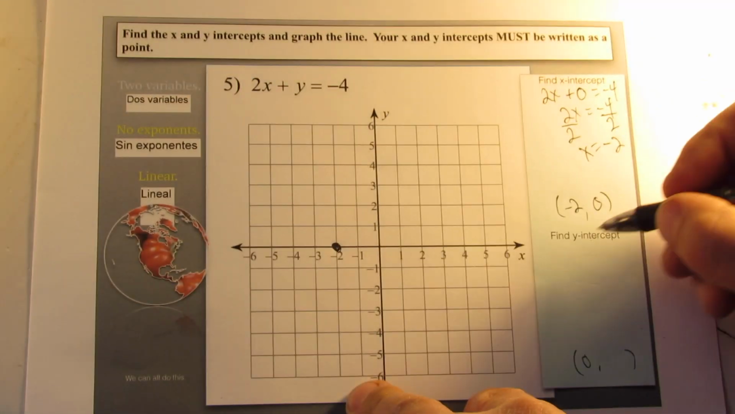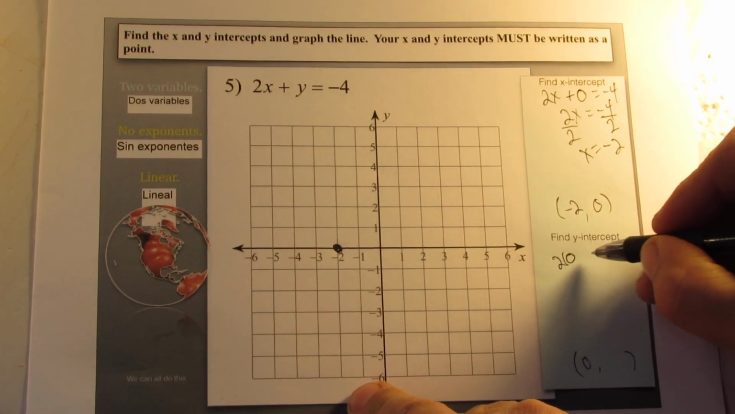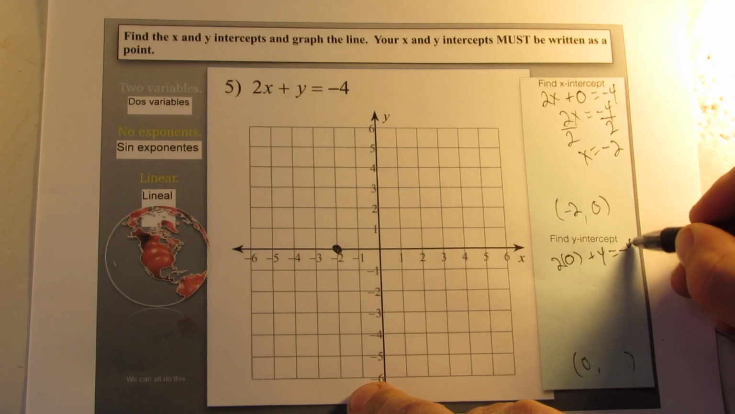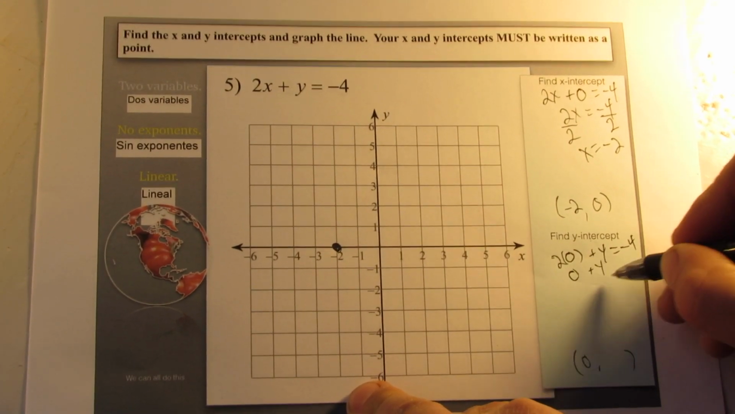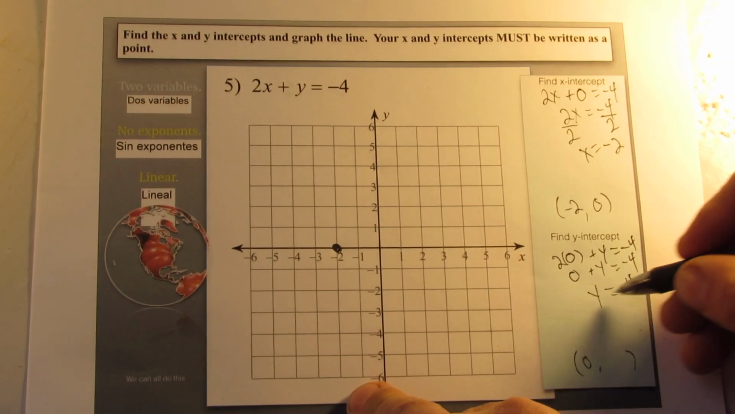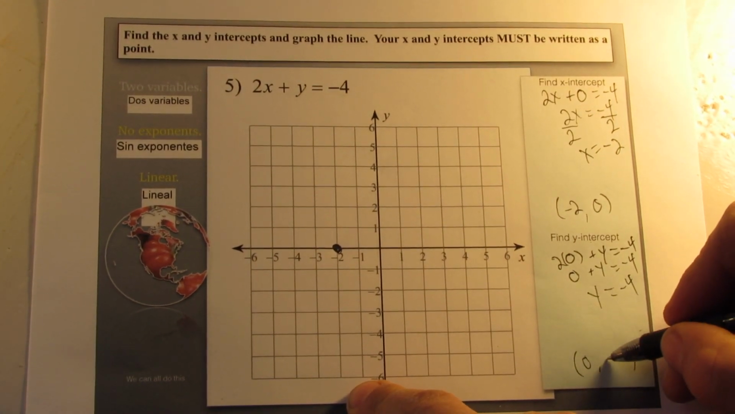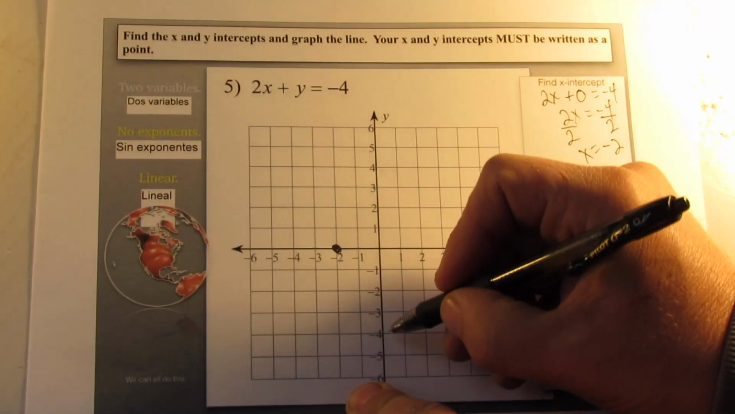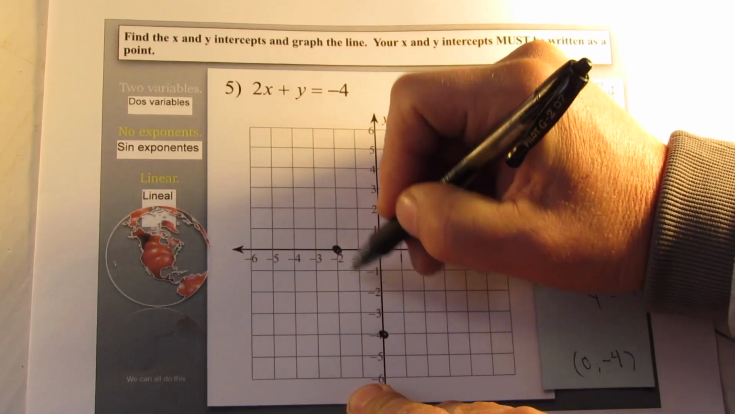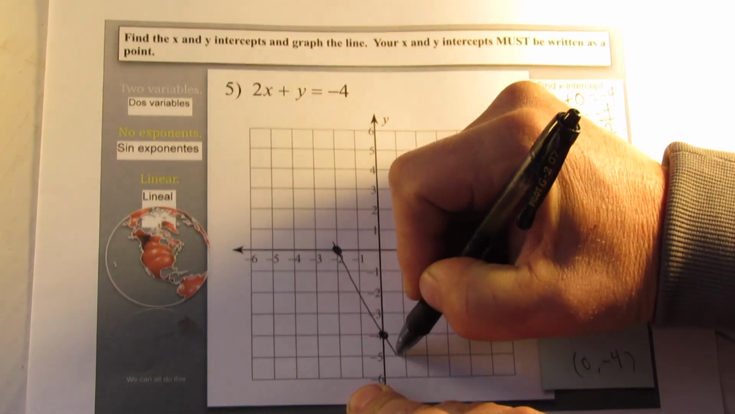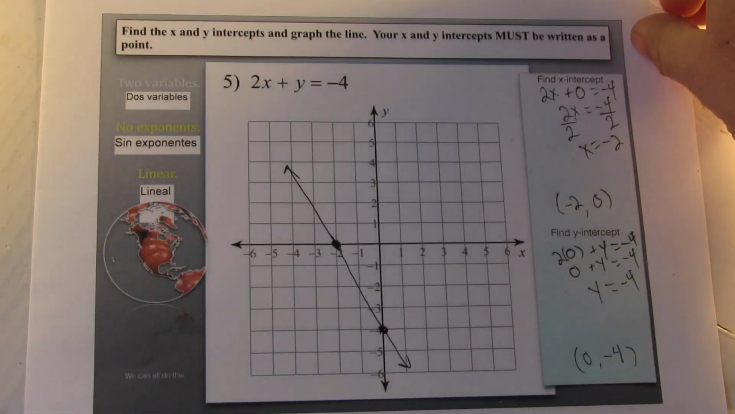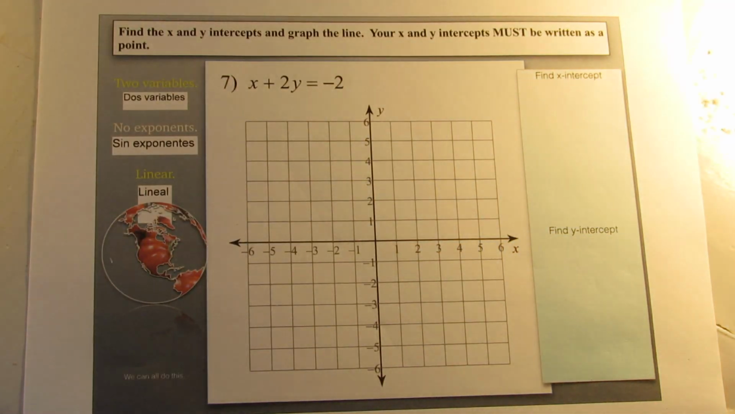Now we'll do our y-intercept. We'll put 0 in for x. And this looks like a real simple one. 0 plus y equals negative 4. Y equals negative 4. Don't even have to do that last step. It just tells us the y is negative 4. So we go here, and this time our line has a negative slope through negative 2, 0, and 0, negative 4. I think you can handle that.